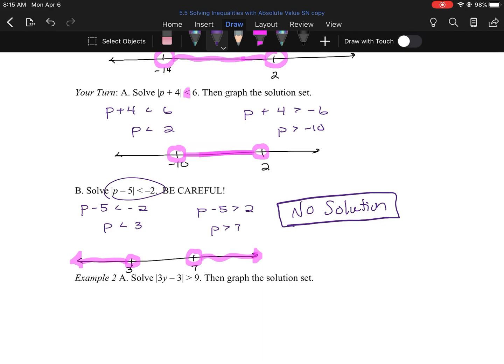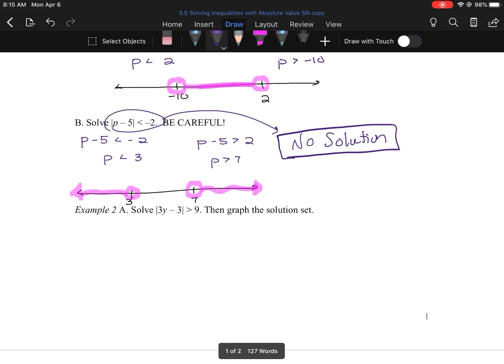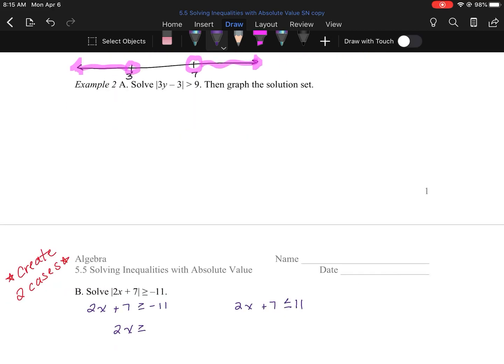Now there is a much easier way to remember this. If you look back at the beginning, it said the absolute value had to be less than negative 2. Absolute values are always positive. So no matter what value I substitute in for P, it will never be less than a negative 2. So we could have looked at this and said, oh my goodness, it's no solution right away without doing anything. So do be careful at that. Be mindful.